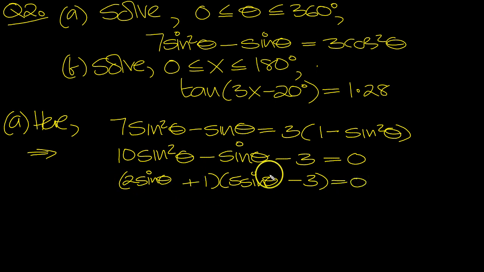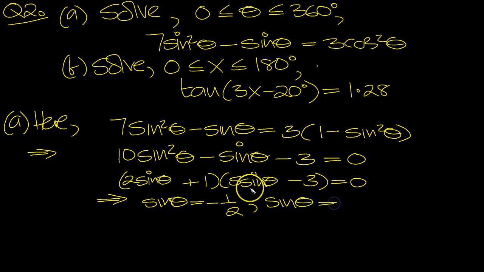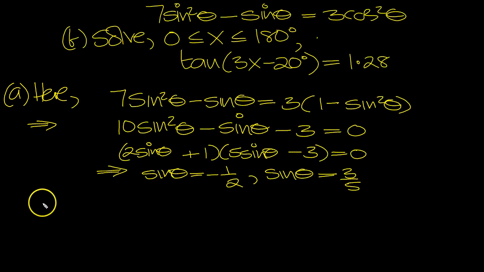Just check that then. 10 sine squared, minus 6 plus 5, lots of sine theta is minus 1 lot of sine theta. Plus times a minus is a minus, 1 times 3 is 3, so that looks fine. And that tells us then that sine theta is equal to minus 1/2 here, and sine theta is equal to 3/5 for that one. So we've got two problems here. Let's have a look at these.